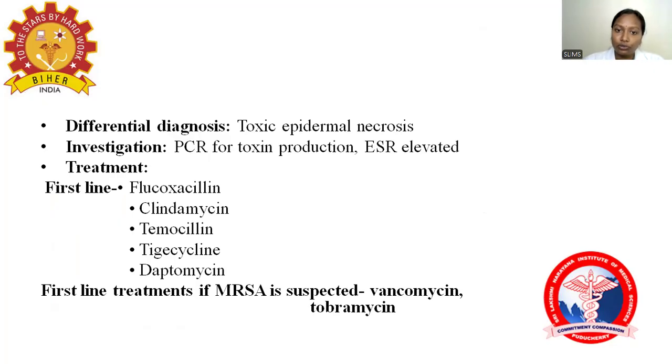Investigation, we can also do PCR for looking at the toxin. ESR is usually elevated in all inflammatory conditions. Treatment, the first line is fluoxetine, clindamycin, tigecycline, and daptomycin. If the infection is MRSA, that is methicillin resistant Staphylococcus aureus, usually we are going to treat with vancomycin.